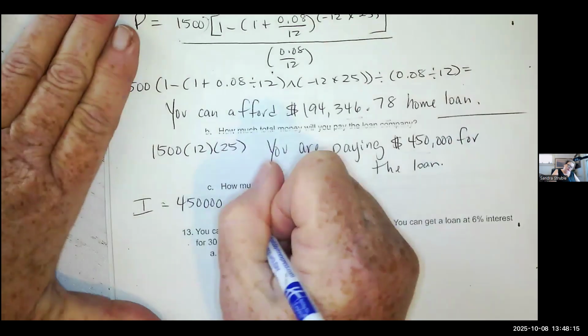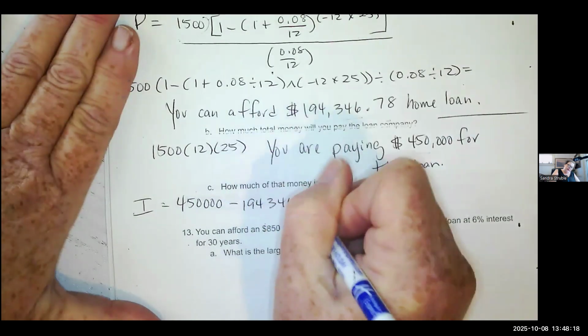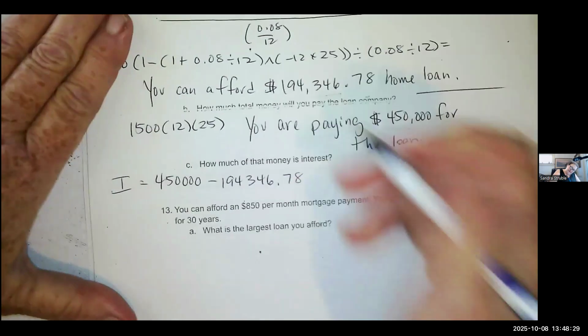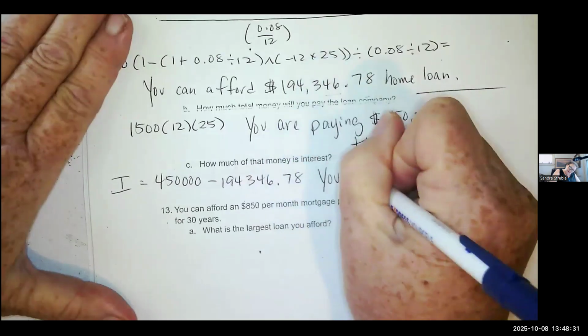So the interest is the 450,000 minus 194,346.78. Please make sure and put it into the decimal. I've got 450,000 in there minus 194,346.78. So you paid, I wonder why we're broke.